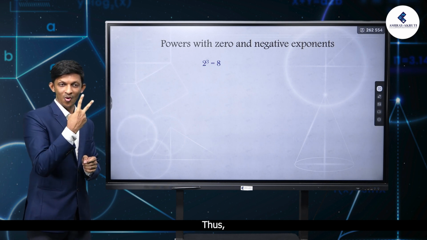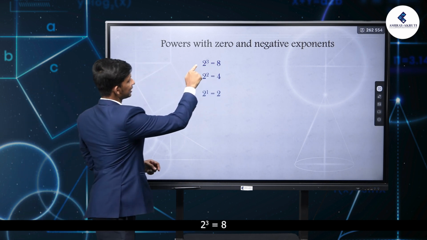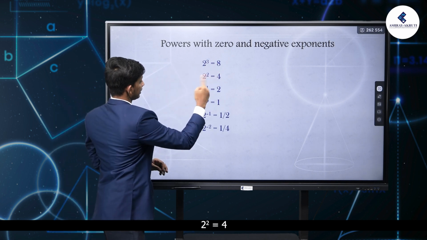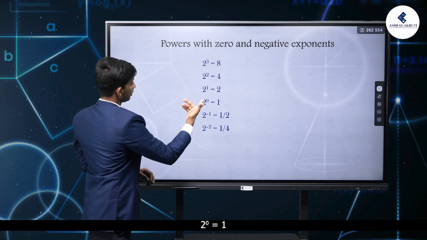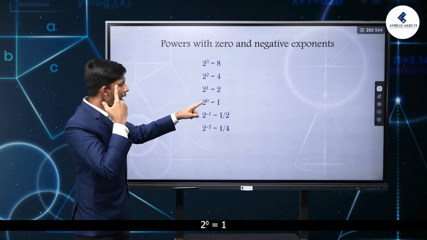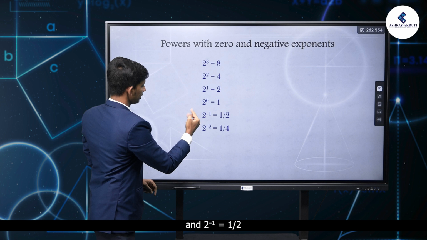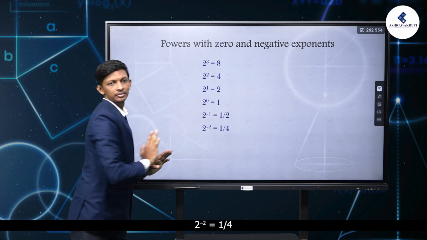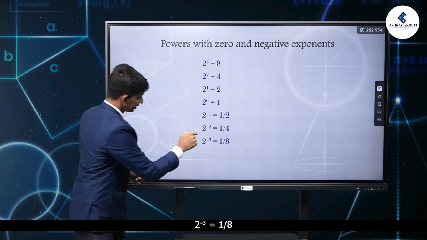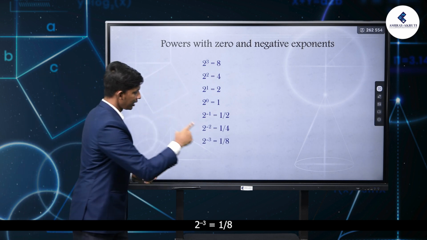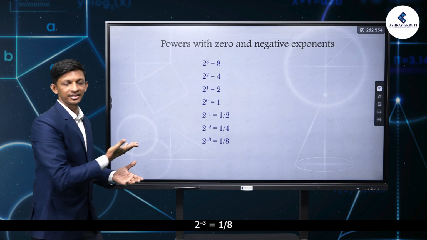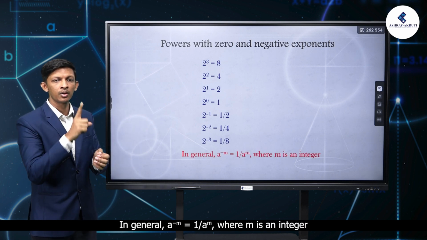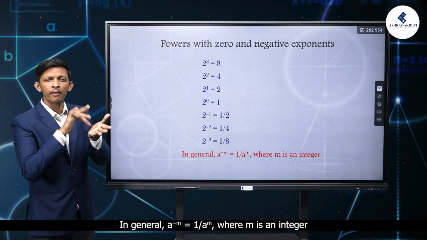Thus, 2 to the power of 3 is equal to 8, 2 to the power of 2 is equal to 4, 2 to the power of 1 is equal to 2, 2 to the power of 0 is equal to 1, and 2 to the power of minus 1 is equal to 1 by 2, and 2 to the power of minus 2 is equal to 1 by 4, and 2 to the power of minus 3 is equal to 1 by 8. In general, a to the power of minus m is equal to 1 by a to the power of m, where m is an integer.